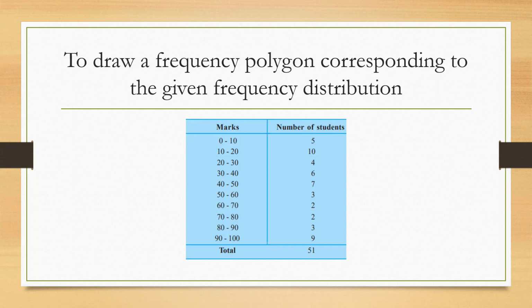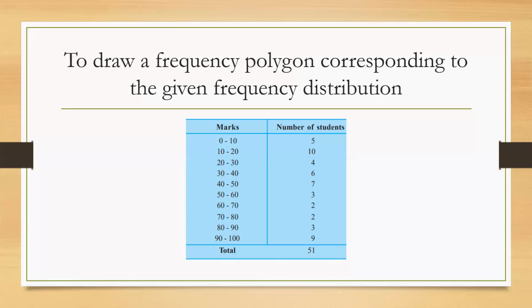Here we have two columns, marks and number of students. Under the column marks, we have class intervals like 0 to 10, 10 to 20, 20 to 30, 30 to 40, 40 to 50, 50 to 60, 60 to 70, and so on. The second column, number of students, corresponds to the frequency, which is usually plotted along the y-axis. If you observe the class intervals carefully, you will see that they are of equal class width.